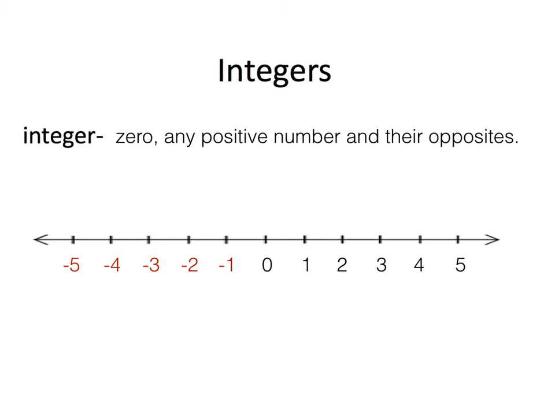To the left of 0, you have the opposites of the positive numbers, and that is our negatives. So -1, -2, -3. The further you move to the left on the number line, the smaller the numbers are getting.